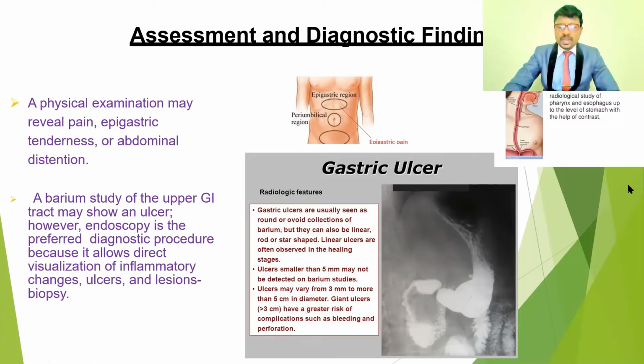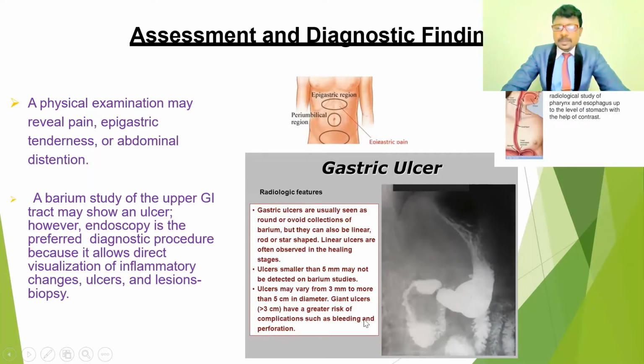So with the barium swallow, we get clear information and clear pictures in these radiological investigations. In these barium investigations, gastric ulcers are usually seen as round or ovoid collections of the barium, but they can also be linear, rod, or star shaped. These linear ulcers are often observed in the healing stages.